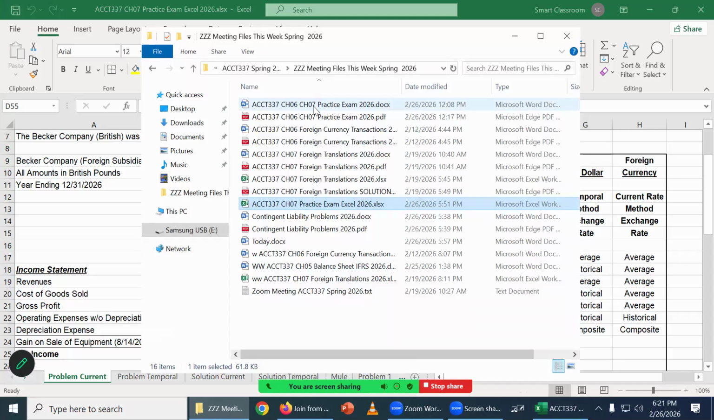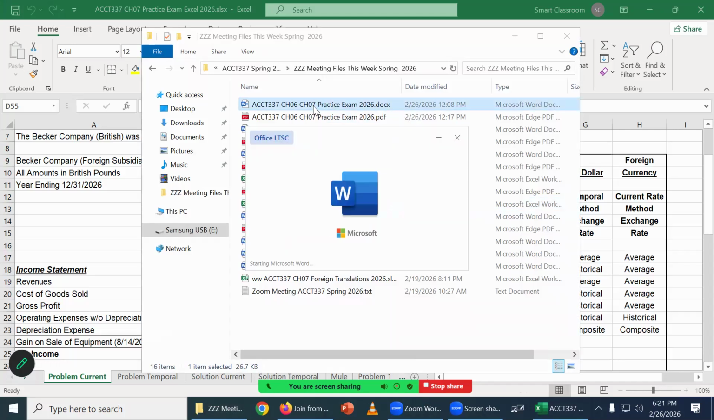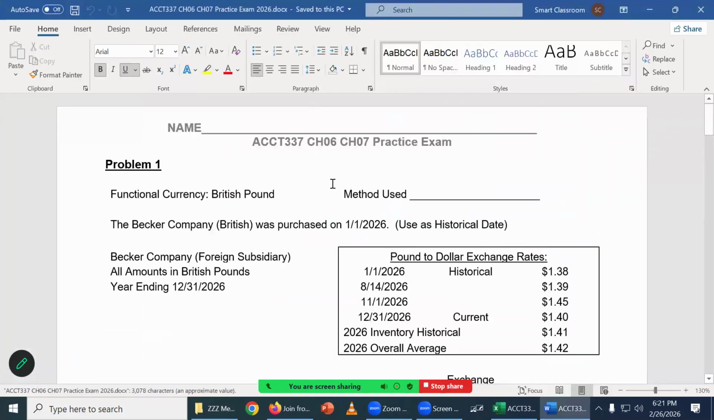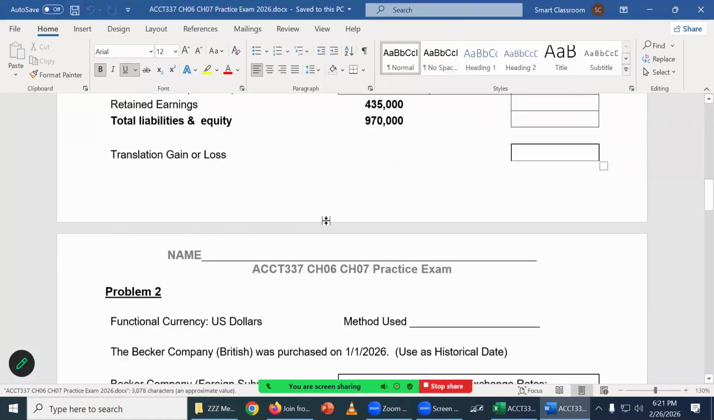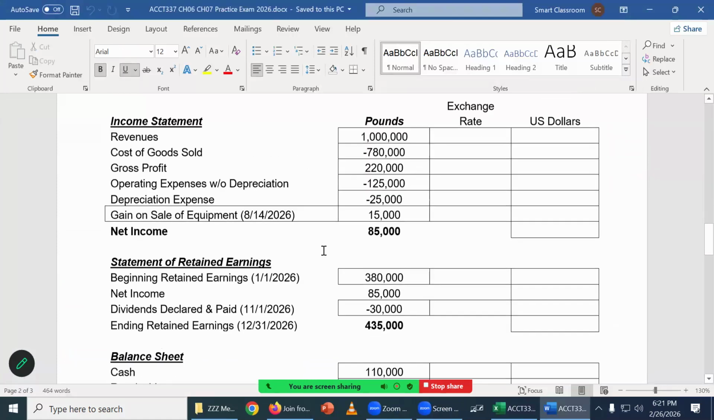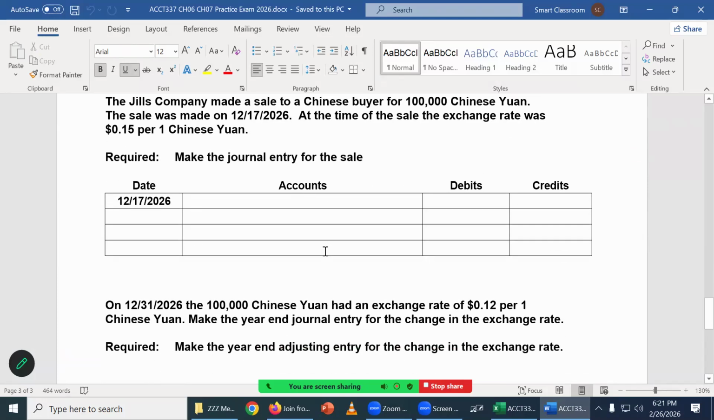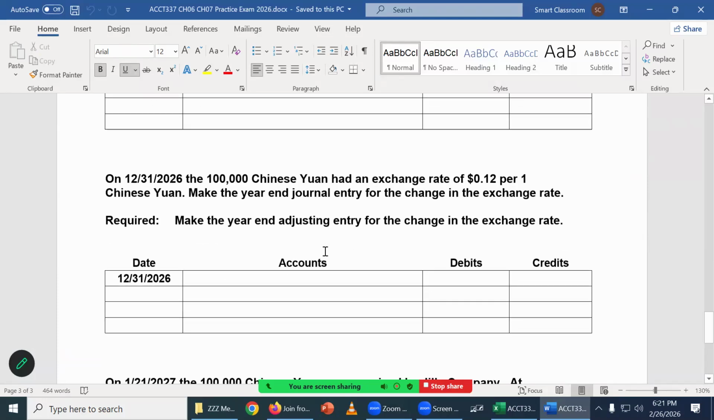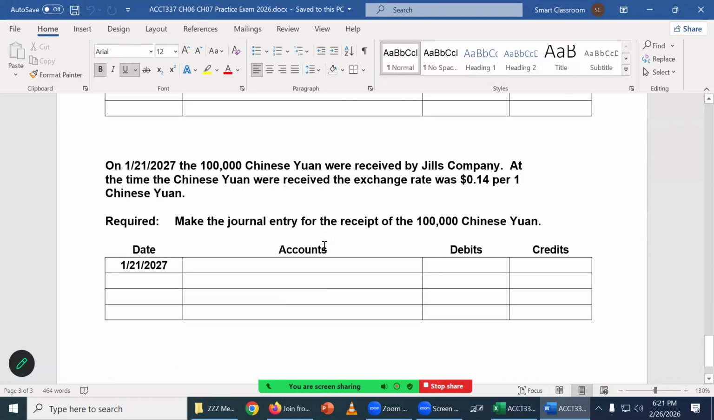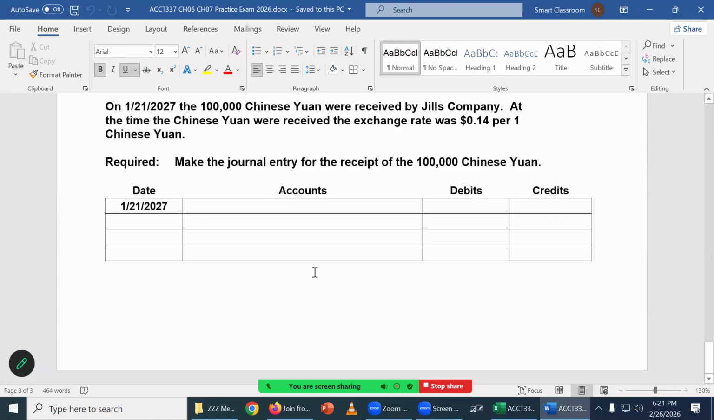So for the practice exam, we'll do these first two, the tough ones, first, and then we'll go into problem 3, which is basically the individual transactions, doing the journal entries for those. And that'll be it. We're not going to go into chapter 8.